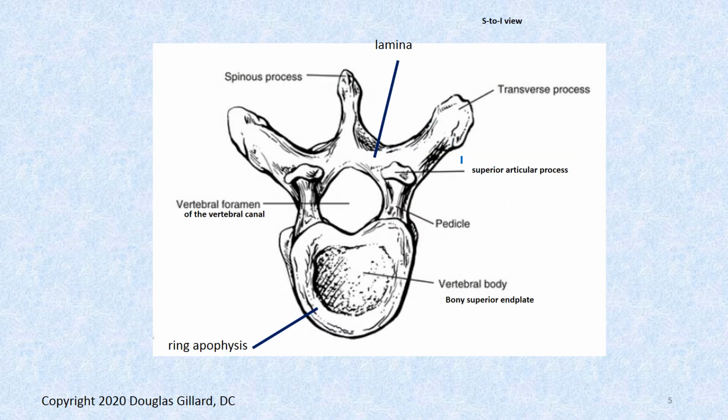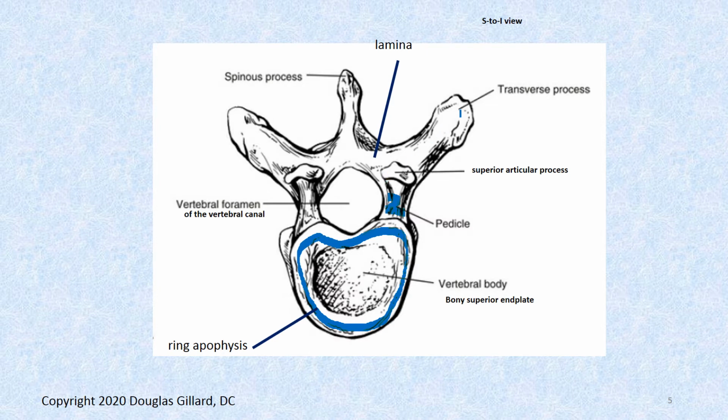We go from an overhead view. You can see the pedicles quite nicely here. All right. Here is the ring apophysis. Remember we talked about? That's the secondary growth centers occur there. That's where your height, where a kid grows in height.